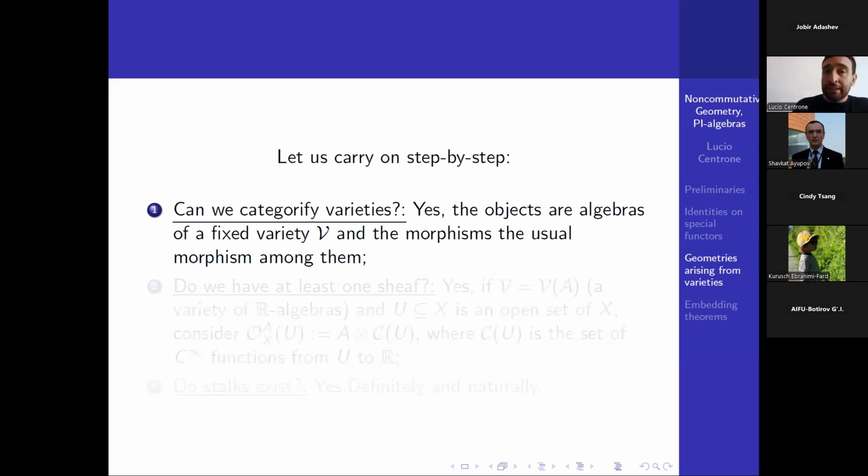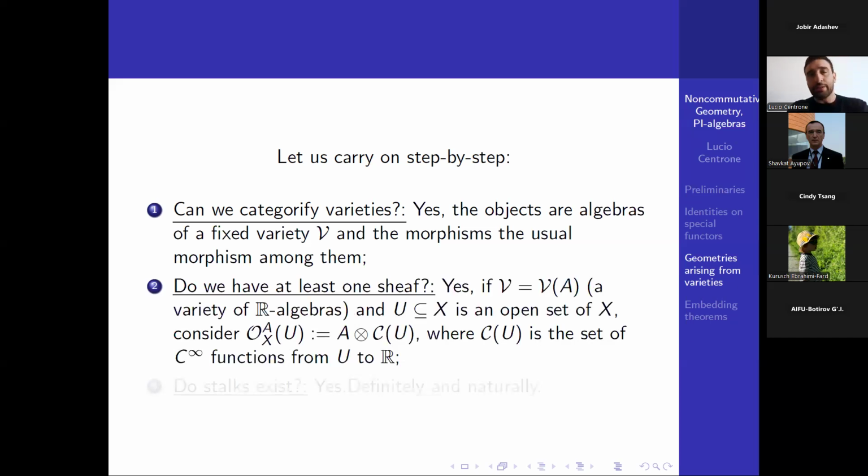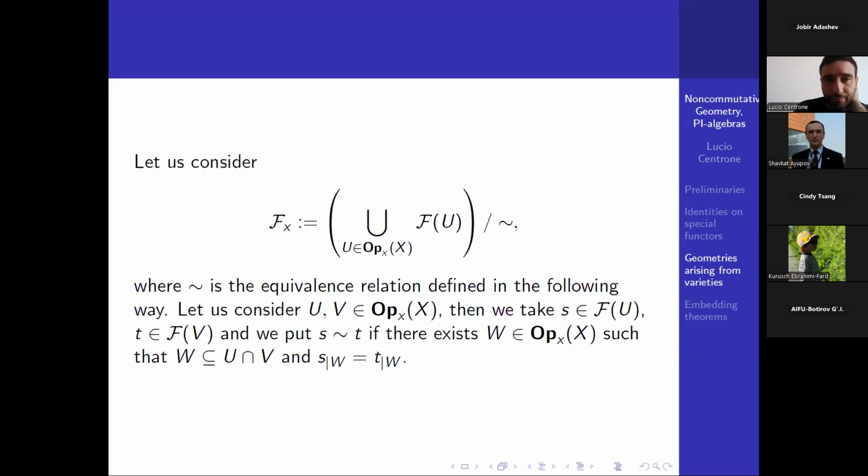Can we build at least one sheaf using this variety? Yes, here it is. If you have a variety of, for example, algebras over R, and U is an open set of X, you consider the tensor product of A with the set of all C infinity functions from U to R. Whenever you construct this, O_A on X is a sheaf. And what about stalks? They can be built naturally without any problems. Let me show you how to construct them.